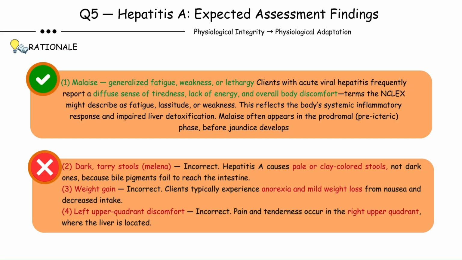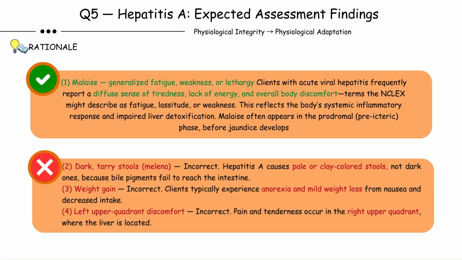Option 3. Weight gain is not typical. These clients often lose weight because nausea and loss of appetite reduce intake. Option 4. Left upper quadrant pain doesn't match. The liver is in the right upper quadrant, so that's where tenderness would appear.